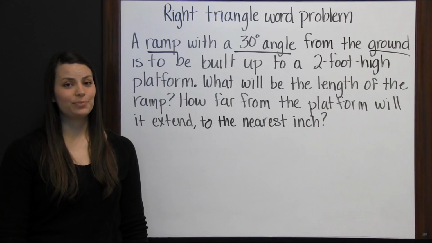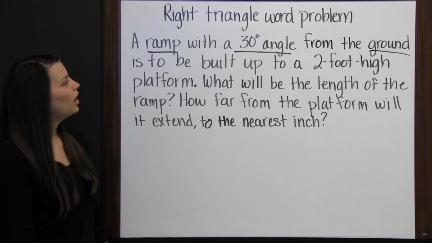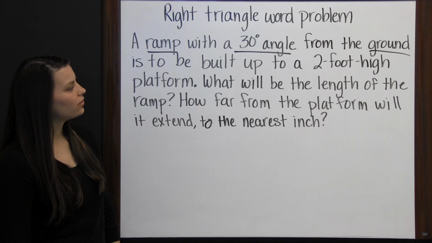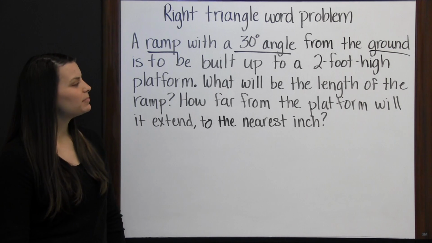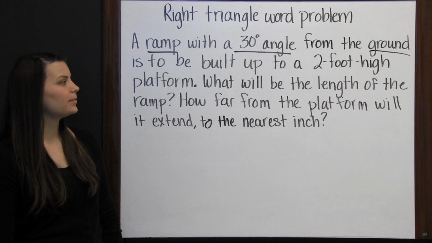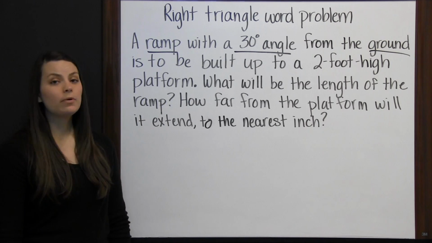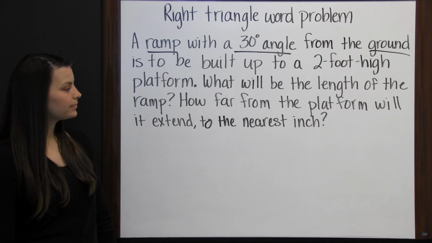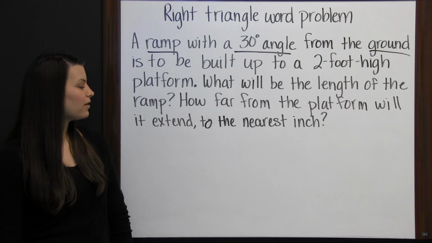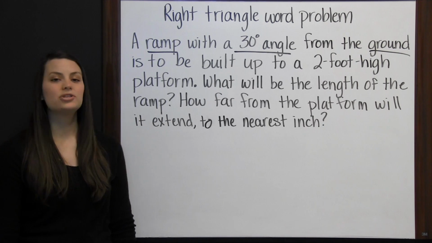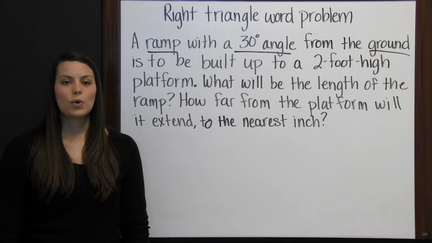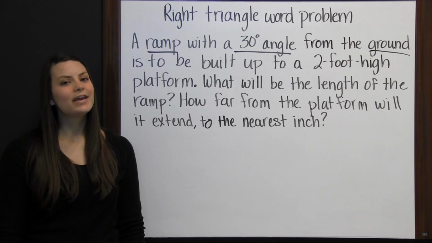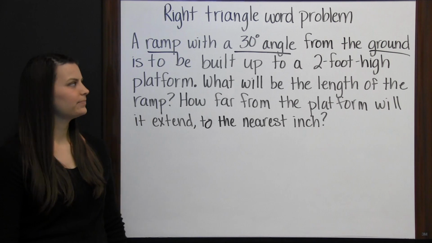Right triangle word problem. A ramp with a 30-degree angle from the ground is to be built up to a 2-foot-high platform. What will be the length of the ramp? How far from the platform will it extend to the nearest inch? With problems like these, it's very helpful to draw a picture.